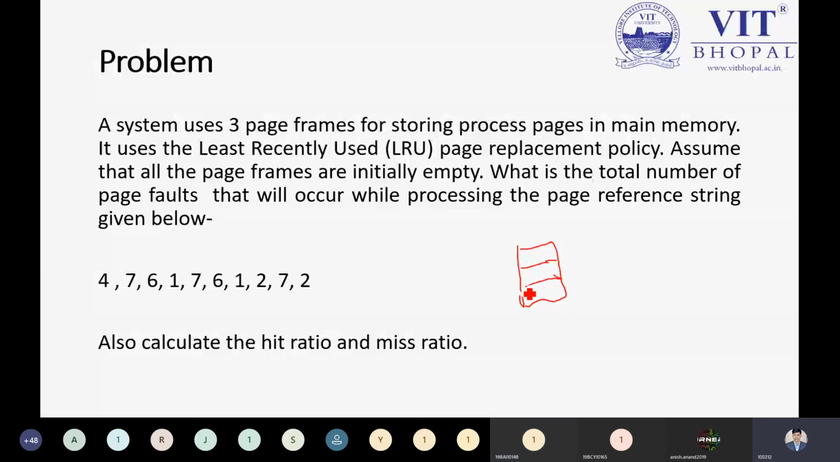Yes, now tell me the total number of page faults. The page fault you can understand by a very simple concept, that is the total number of the things we are doing.